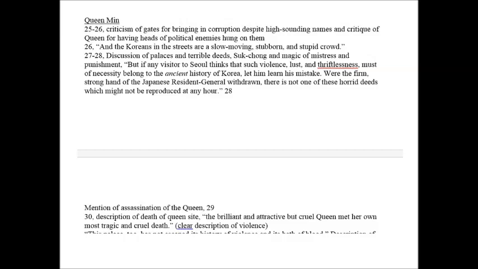And at the bottom, you can see it says, "This brilliant and attractive but cruel Queen met her own most tragic and cruel death." Quotation marks. So in a sense, I had all these notes, and I put them under this heading Queen Min. And by having them all together, my paper's kind of writing itself, because now I can see that Ladd is drawing this connection. He says there's the gates, there's the palace where all these terrible things happened in the past, and things continue to happen badly in Korea. And yes, Queen Min was assassinated, but she had it coming because she was brutal herself. My paper's writing itself. This is very easy, but it's because I set the foundation by taking good notes.